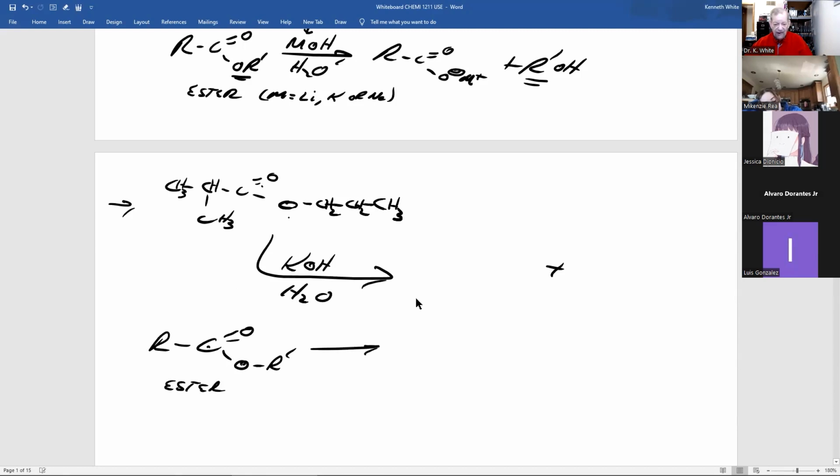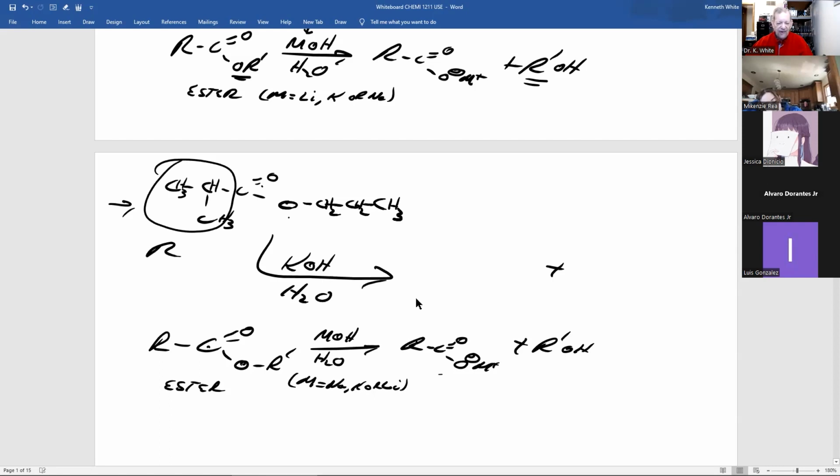I'm reacting it with a base, hydroxide base, and water. M can be sodium, potassium, or lithium. There are other bases, but I'm going to stick to that for this class. And what do you get? Pay attention, Dr. White, don't make a mistake again. The carboxylate anion of the carboxylic acid you would have used to make that ester plus the alcohol you would have used to make that ester.